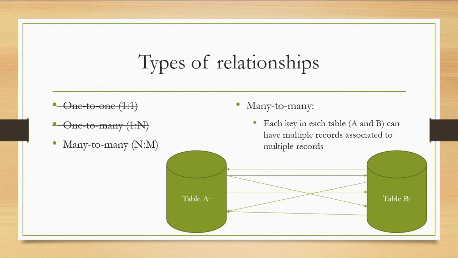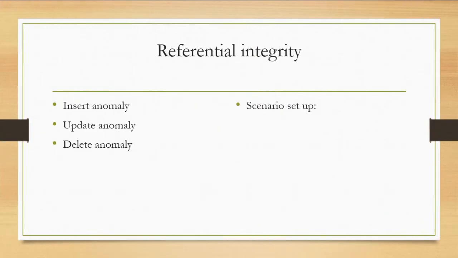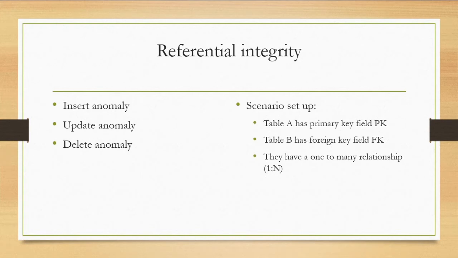So if you see, table A links to many elements in table B, and table B links to many elements in table A. Let's look at referential integrity. So, scenario setup. Let's just quickly set up a few things to explain insert, update, and delete anomalies. Table A has a primary key field, PK. Table B has a foreign key field, FK. They have a one-to-many relationship. So table A has a one-to-many relationship with table B.